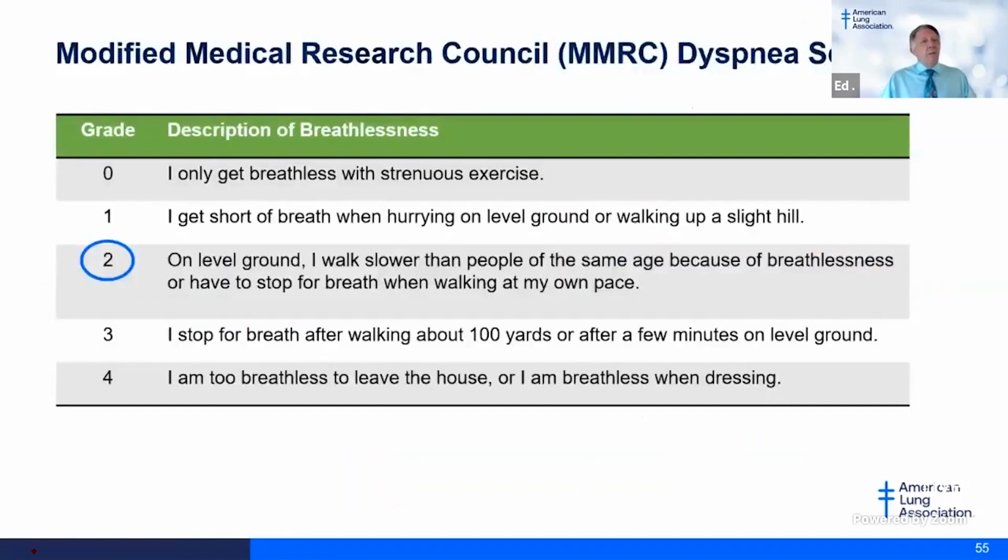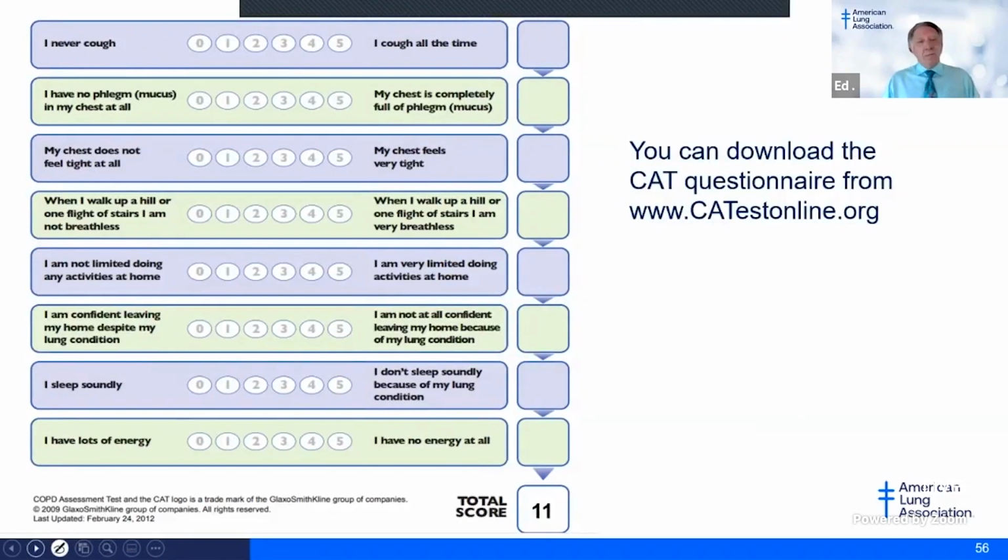So she had this MMRC of about 2. 2 and greater is considered breathless, right? So she has to walk slower than other people. We had the CAT score. We asked her, do you never cough? I cough all the time. One of these scores like that.